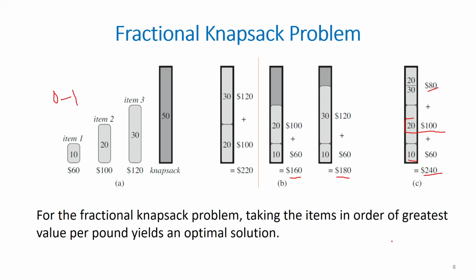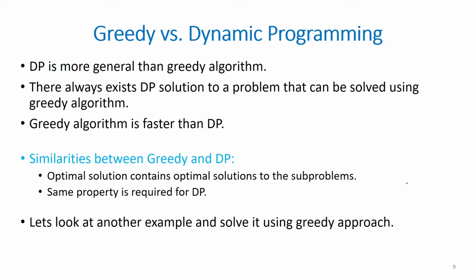Therefore, to conclude, the greedy approach does not give us the optimal solution in the 0-1 knapsack problem, while DP does. But in the fractional knapsack problem, the greedy approach always guarantees the optimal solution. So, the greedy approach to a problem can be compared with its DP counterpart as follows.